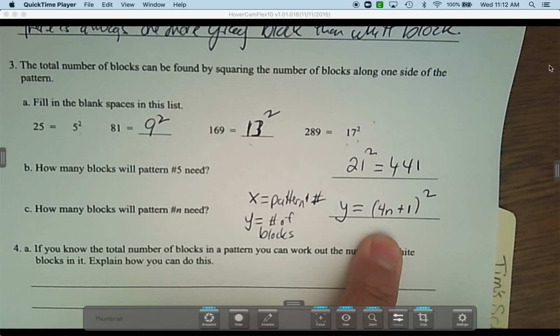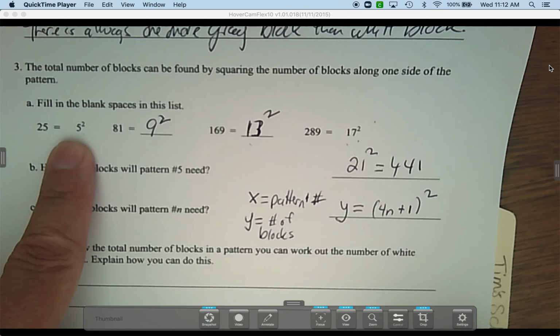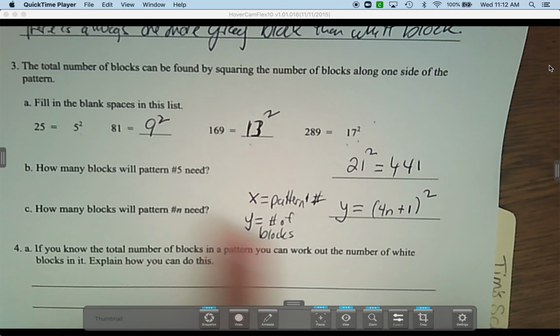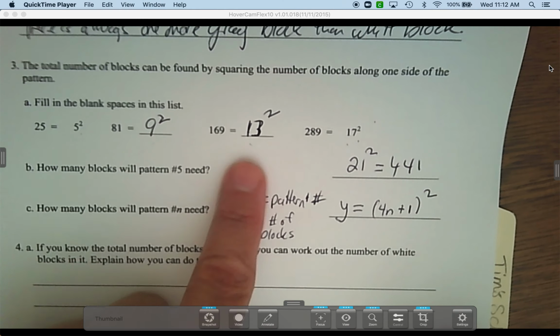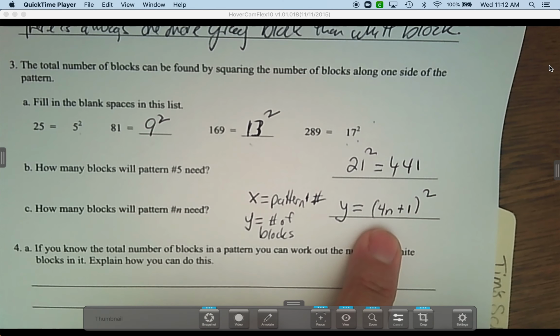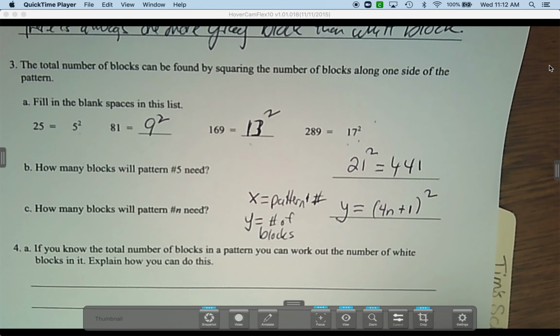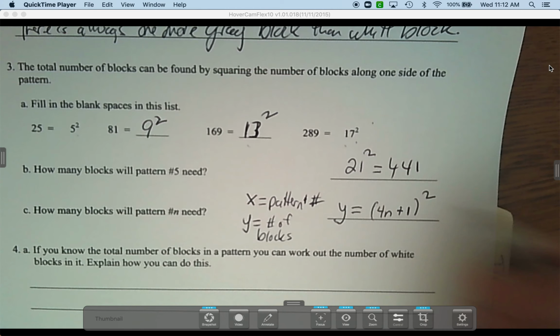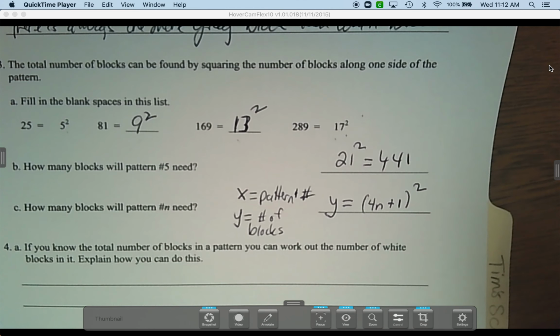So if I plug in 1, the base now is 5. If I plug in 2, the base now is 9. If I plug in 3, it's 13. And 4 gives me 17. So this equation then can give me the total number of blocks I need by the pattern number.